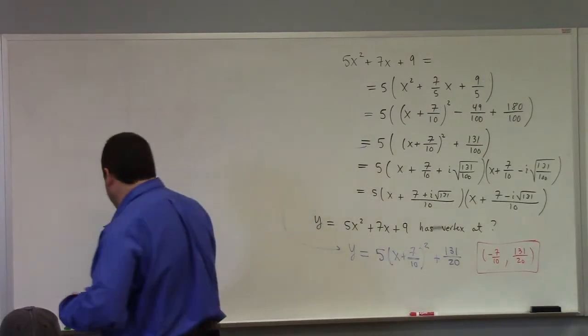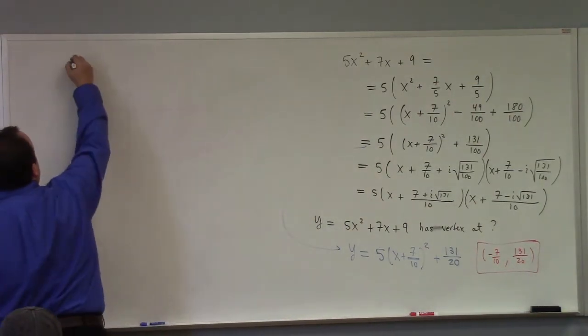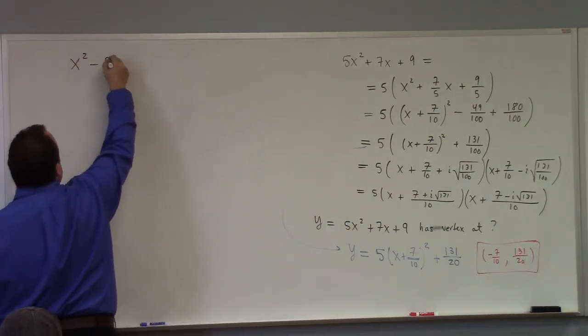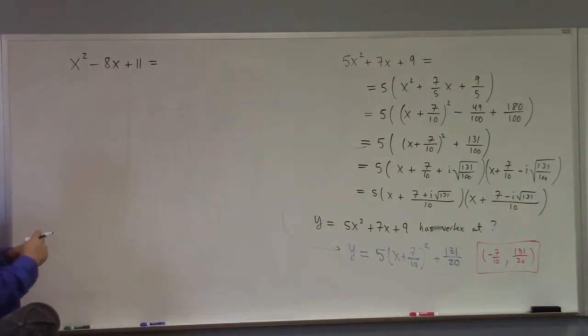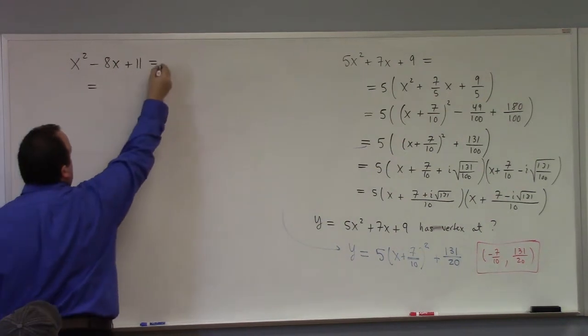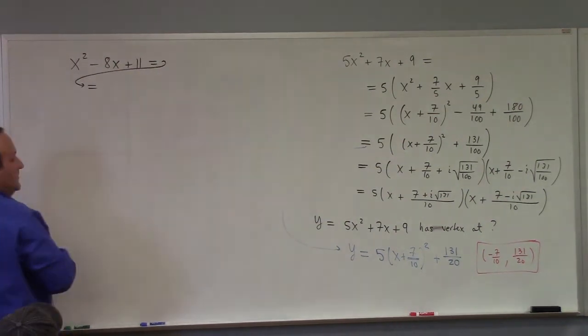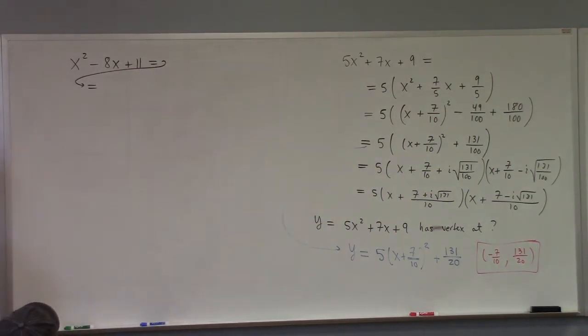Yeah, I have a different one for you. You have a different one for me. Okay, here we go. x squared minus 8x plus 11. All right, there we go. So this one, this time we don't have to factor the leading coefficient out, right? That makes it way, way easier.